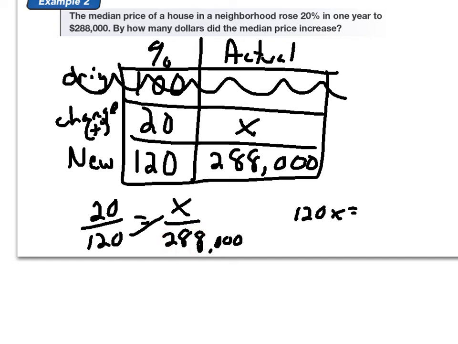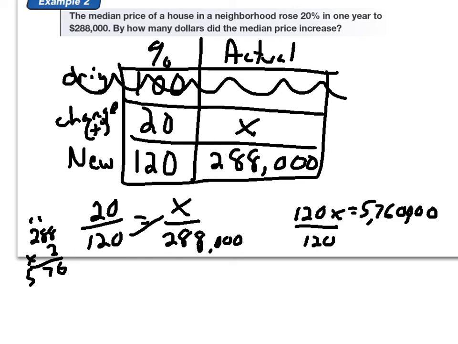Well, 288 times 2, let's figure that out first. That's 16, carry the 1, 2 times 8 is 16, plus 1 is 17. Carry the 1, 2 times 2 is 4, plus 1 is 5. So that's 576 with 1, 2, 3, 4 zeros after it. And we'll fill in some commas. Now, we just need to divide. So we're going to divide by 120 to figure out how much the price went up.